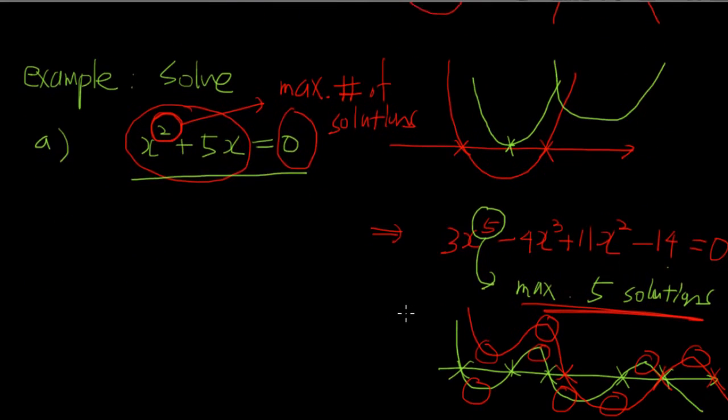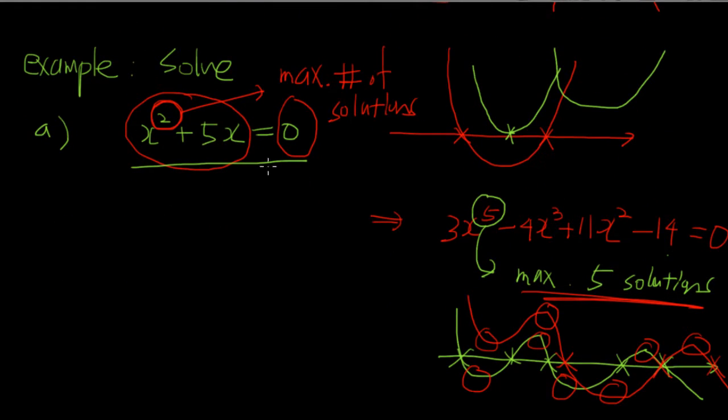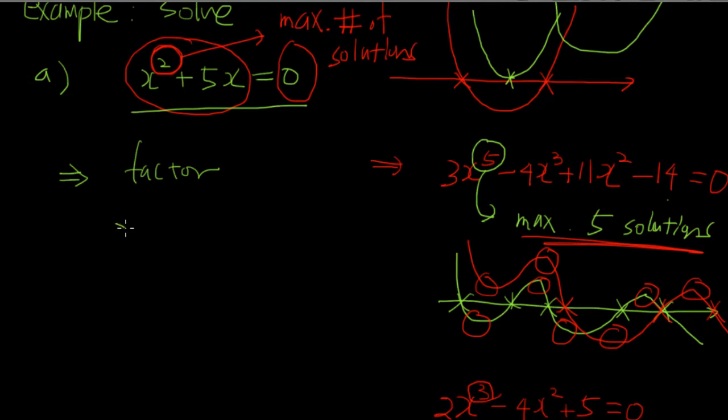All right, so let's get back to this actual equation. How do we actually solve this? Any suggestion? Well, one of the simple ways to solve this is to factor this. So if we factor this, then we have the common factor x, and x plus 5 equals 0.